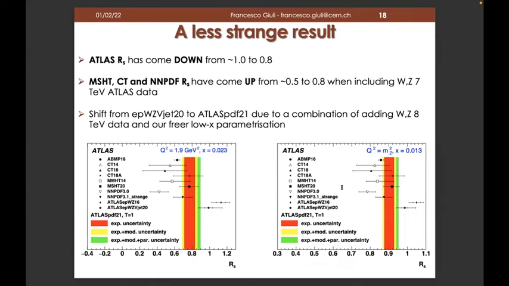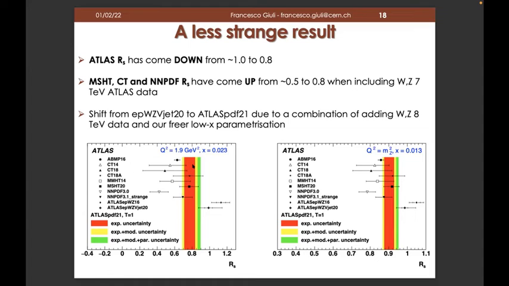As you probably remember, when performing the QCD analysis of the ATLAS WZ data at 7 TeV, the main outcome of the analysis was the unsuppressed strangeness at low x, which is the Rs ratio being around 1, or even a bit larger, when considering it at x equal 0.023 and initial scale of about 1.1, as you can see here. And here I would like to show you that now the Rs has come down from 1, as found for the epWZ PJ20 case, to around 0.8.